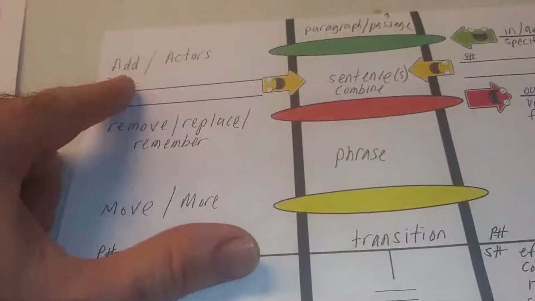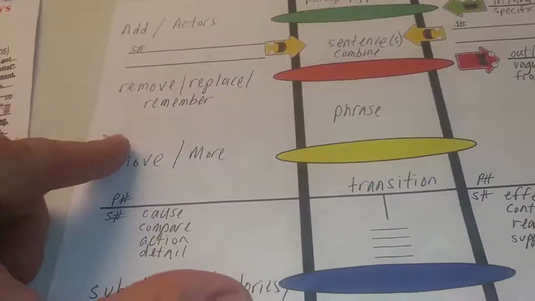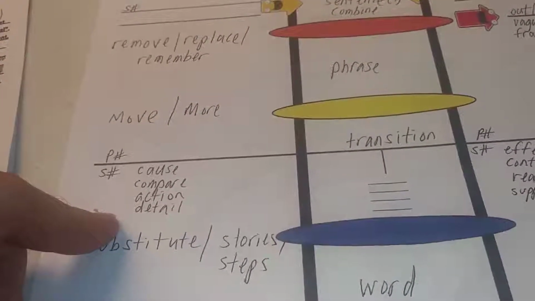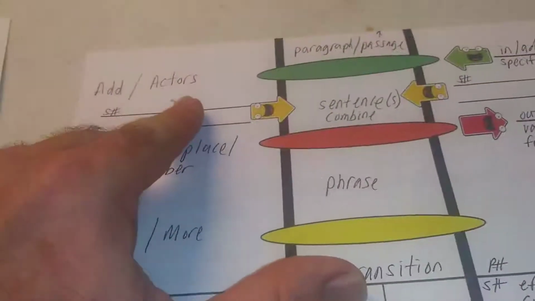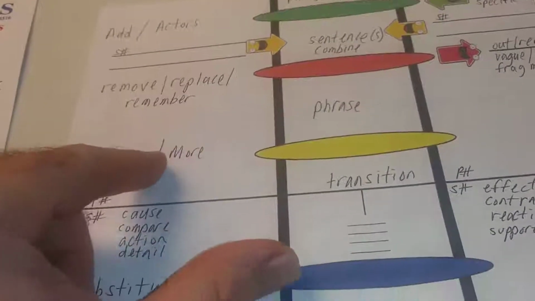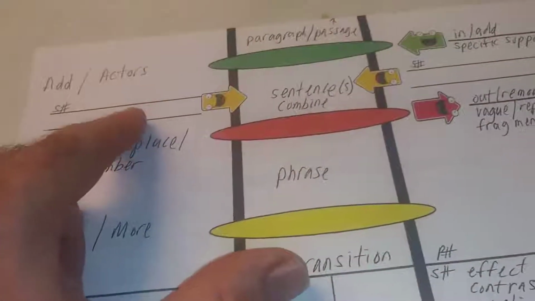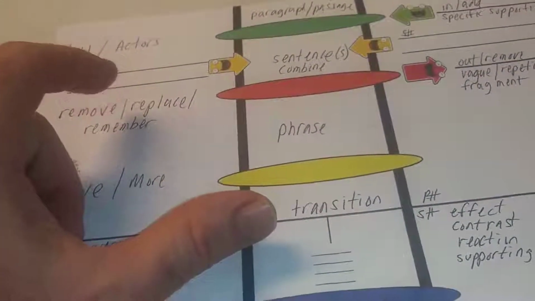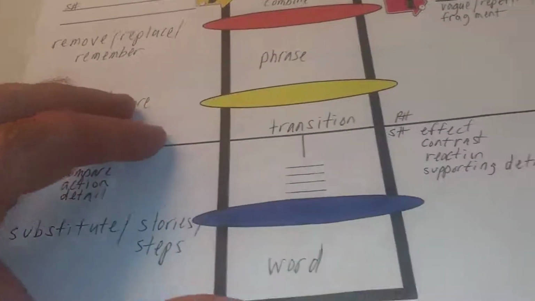So think of the green bracelet as adding, removing, replacing, moving, or substituting different things. Okay? Remember, when it's a story, they can use the different acronym actors remember more, stories, or steps, or you can say artists, like I mentioned, artists remember more, steps, or stories if you write out the steps.